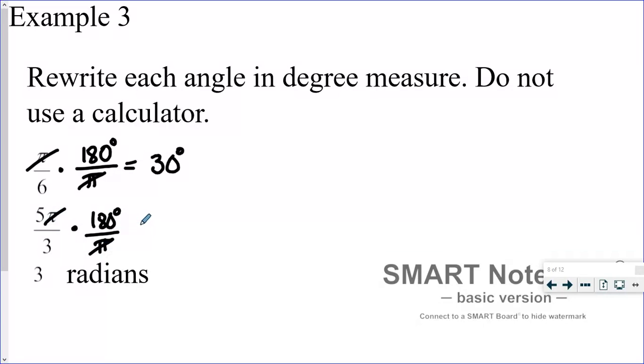What's that? Should be 300, right? I'm talking about 180 times 5. Oh, yeah, okay. Yeah, 900 divided by 3 is, yes, 300.